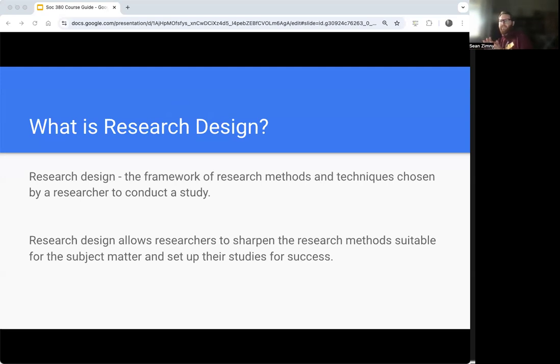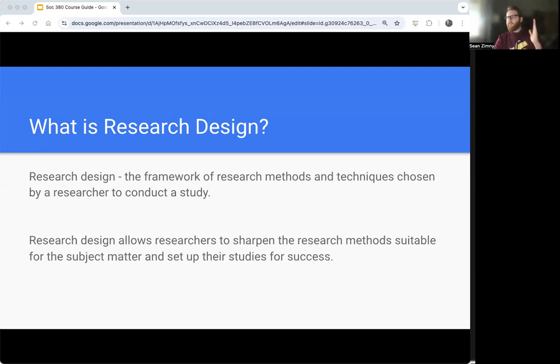Research design. So research design is the framework of research methods and techniques chosen by a researcher to conduct a study. So it's how you're going about answering a question. This is my research question, my research design is going to be how I'm actually going about answering my question. How am I going to collect data, analyze it, disseminate it, all those sorts of things. This includes our different types of research design, like quantitative, qualitative, mixed methods approach. Are you going to do a case study? You're going to do an experiment. All these things go into research design.